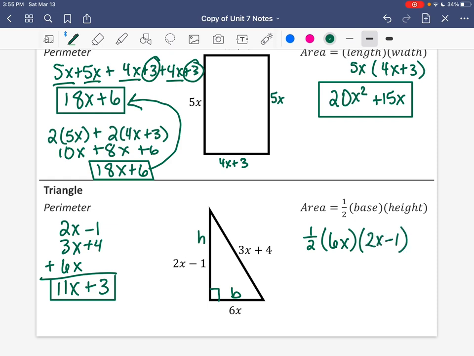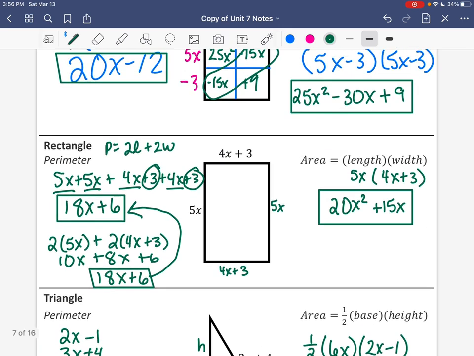The first thing you want to do is get rid of this fraction, always, right? So 1/2 times 6x is 3x. So you have 3x times 2x minus 1. So simplify the 1/2 the base part first. Then you're going to distribute your 3x to your 2x minus 1. So 3x times 2x is 6x squared, and 3x times minus 1 is minus 3x. And so then that is your area.